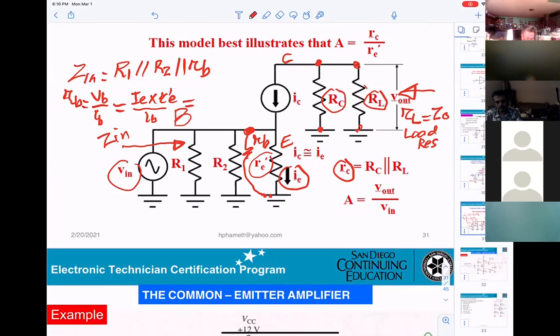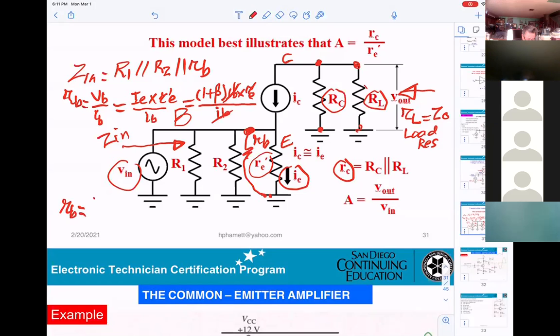And also IE equals 1 plus beta times IB times R prime E. Everything divided by IB, and IB cancels out. So basically RB will be equal to 1 plus beta times R prime E. Okay? You want to calculate the RB, and that is the formula: 1 plus beta times R prime E.